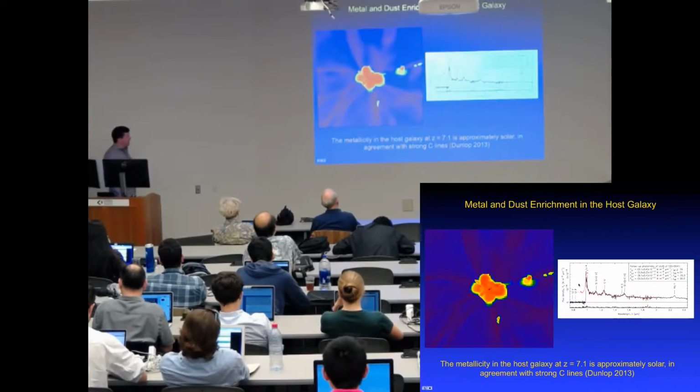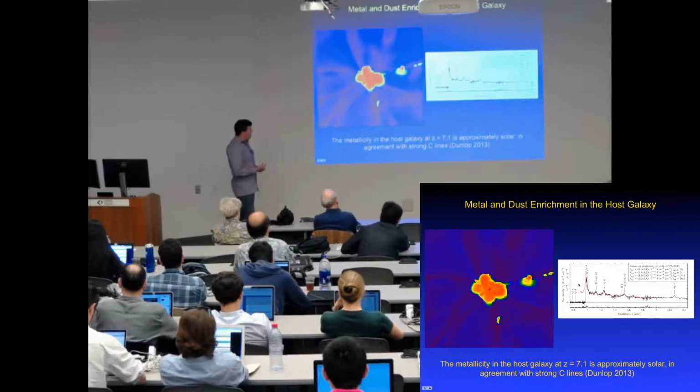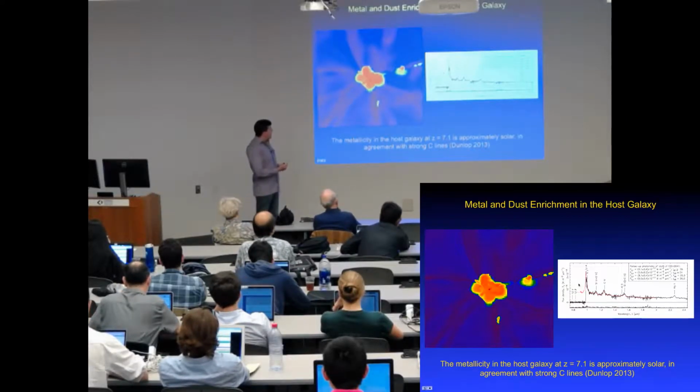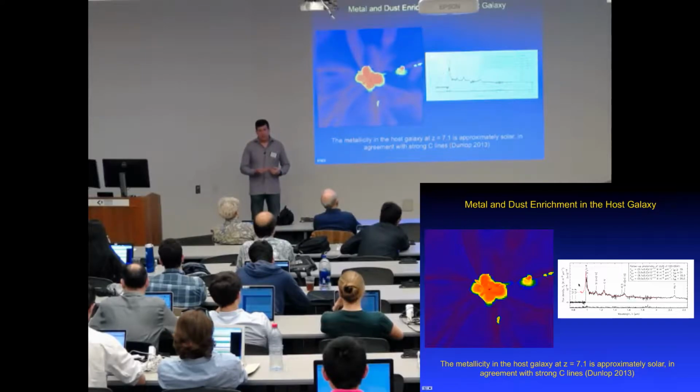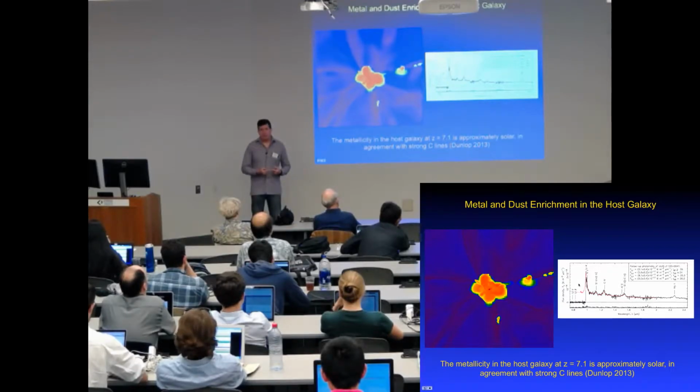And then metal production. One of the things that we find, because we get these very strong starbursts, is that the host galaxy is already solar metallicity by redshift 7.1 and supersolar at its center, which is also in agreement with observations of the Mortlock quasar.